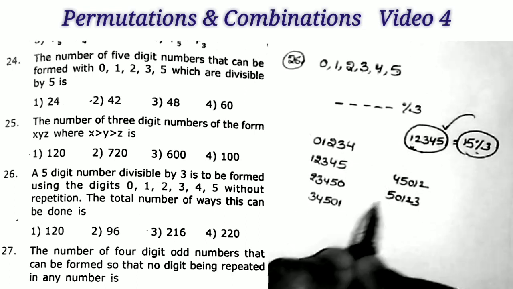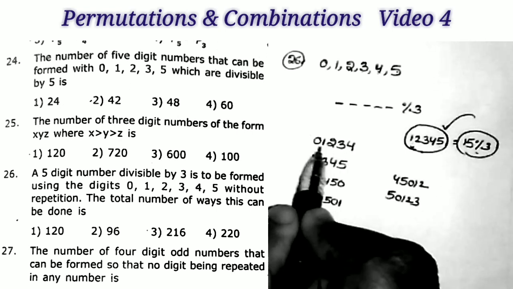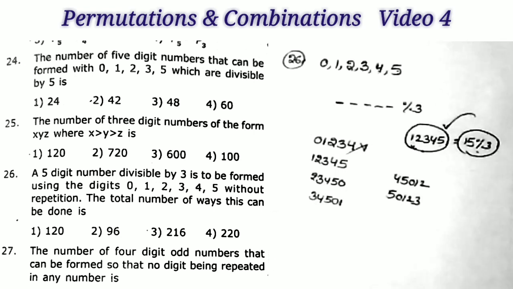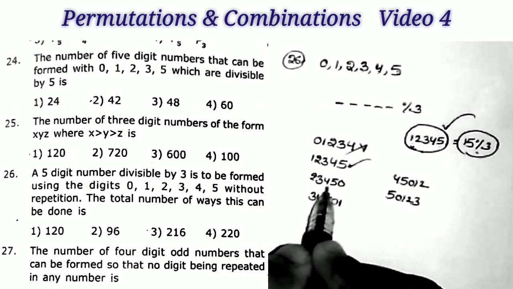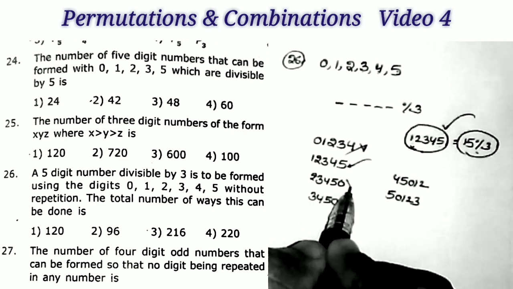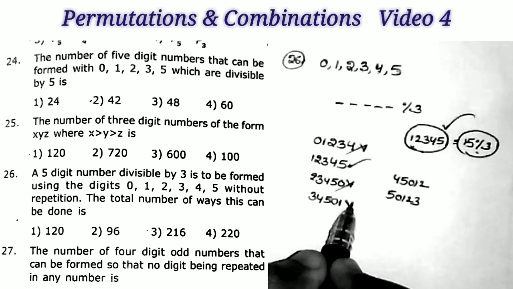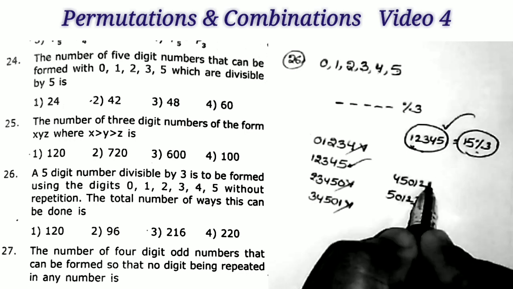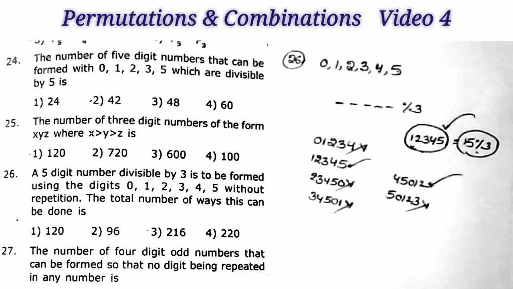Now we have to check which numbers are divisible by 3 here. Just add the digits. 7, 10. So 10 means this is not divisible by 3. This is 15. Yes, this is divisible by 3. And this is 9, 14. This is not divisible by 3. And here this is 14. This is 13. This is not divisible by 3. And this is 12. Yes, this is divisible by 3. And this is 11. This is not divisible by 3.